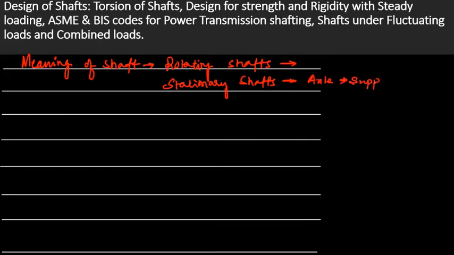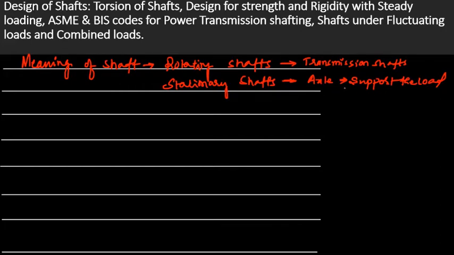The load may be an impact, stationary, or sudden load. Rotating shafts are used to transmit the power, so you can call them transmission shafts, where you use them for power transmission.